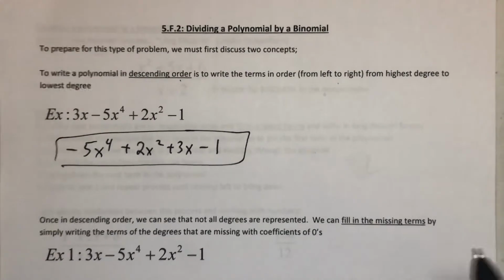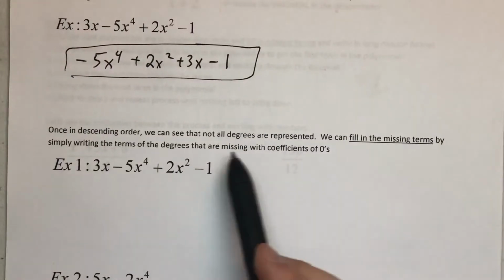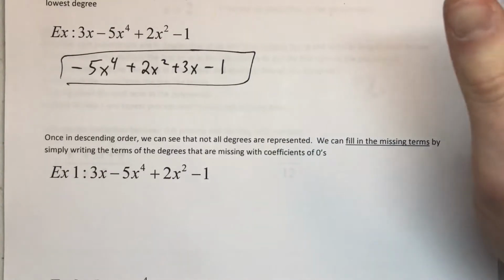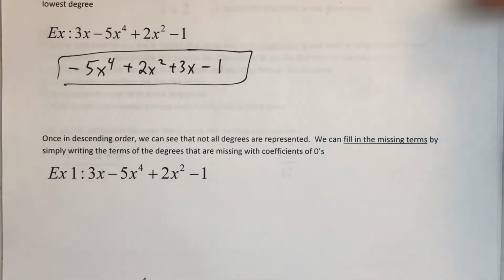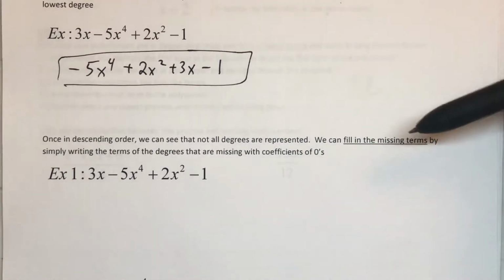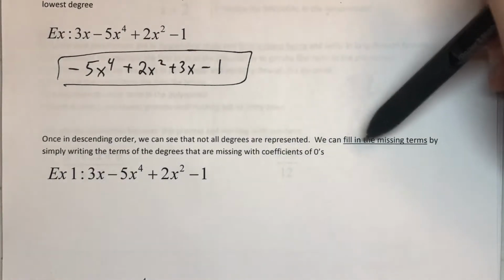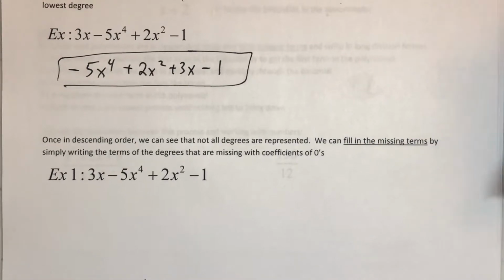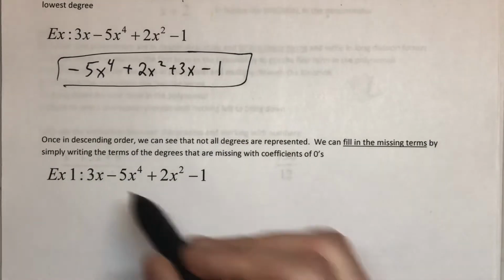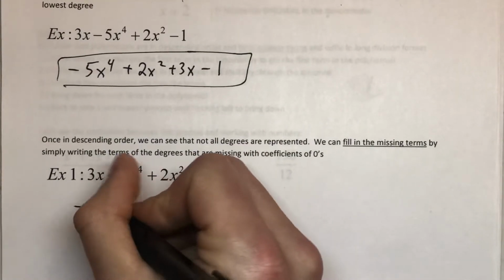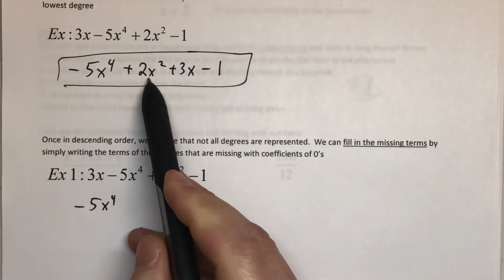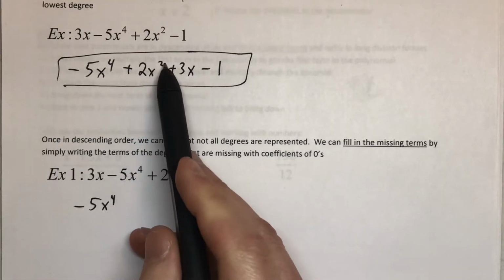And the reason it's important is because of the next idea. What we are going to need to do for these problems, and these problems only, you will never do this really anywhere else in algebra, but for division by a binomial, the process we use requires something called filling in missing terms. What that means is, as you put these things in descending order, let's just start. I'm going to start with the negative 5x to the fourth. That is the highest power, the highest degree.